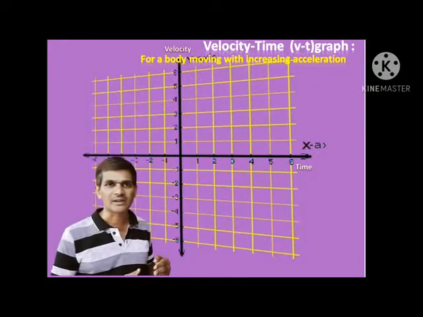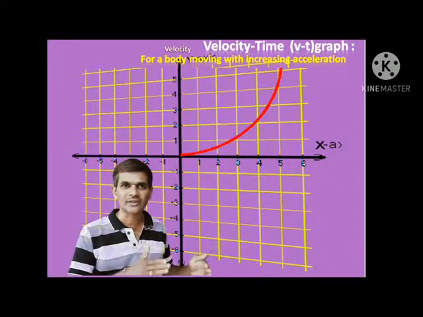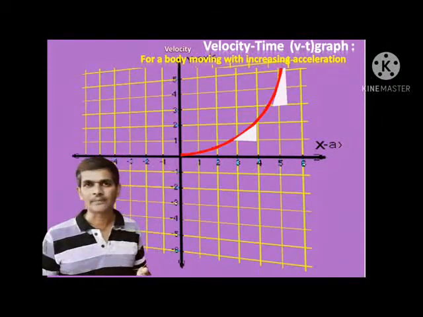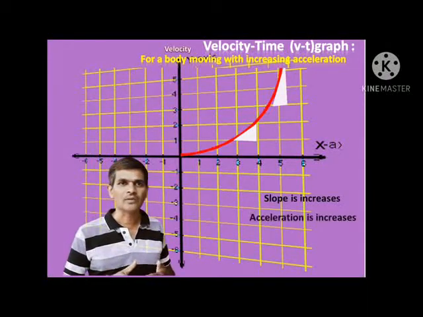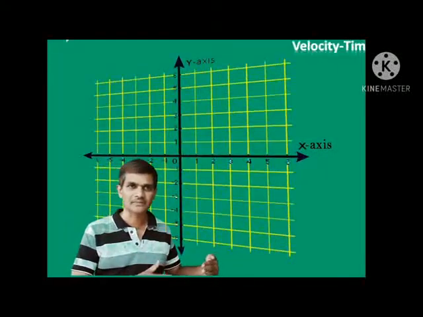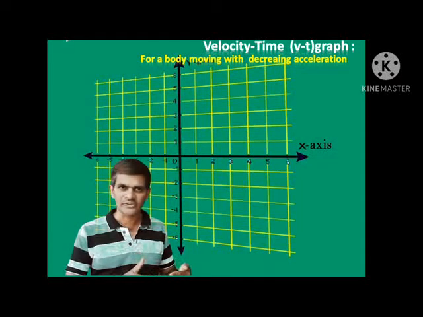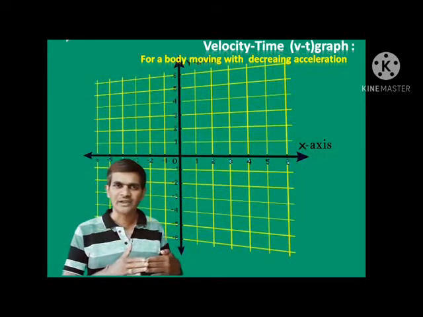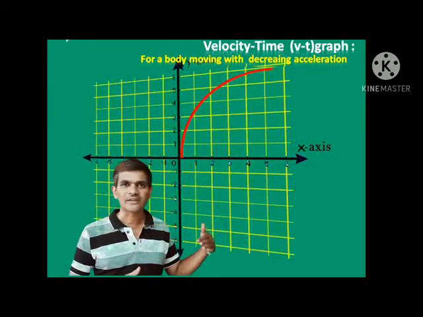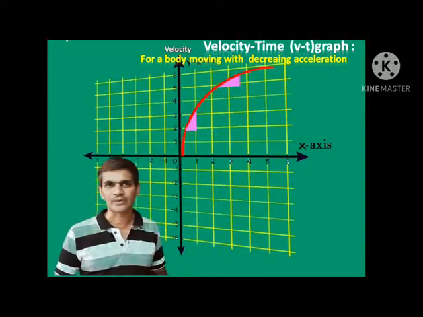Then the graph is a curve like that, the acceleration goes on increasing, so the slope of the graph increases. Similarly, we will see the velocity time graph for a body which has a decreasing acceleration. A moving particle's velocity is changing in such a way that acceleration decreases with respect to time, then the graph is a curve, and the slope of this graph goes on decreasing with respect to time.